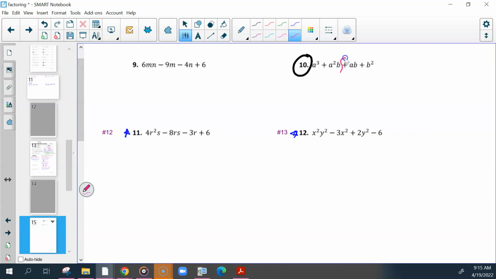So with number 10, what is our GCF for the first two? A squared. What would be left if we divide out a squared? A plus C. And then what is the GCF of the second two? B.